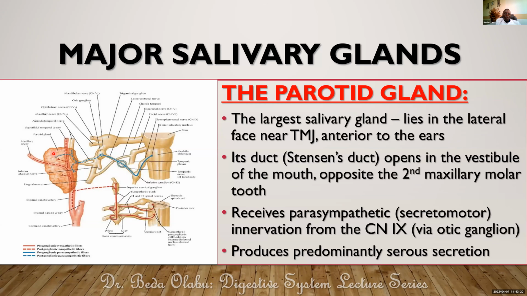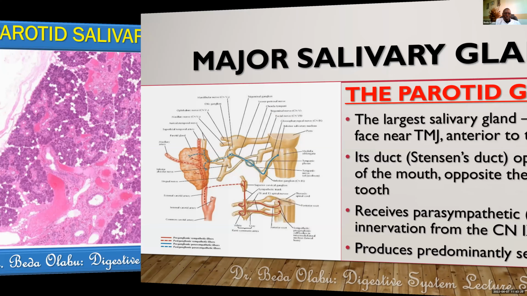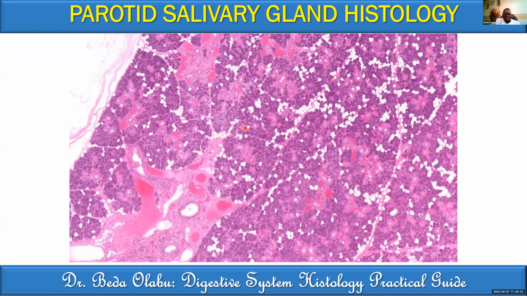Parotid gland produces predominantly serous secretion, predominantly watery secretion. And so this is how the parotid gland looks like histologically. It's covered by a capsule, as we can see there in that particular magnification. In this particular magnification, we can also see ducts which are within the stromal tissue. We call those ducts extralobular ducts. They're outside the lobules.